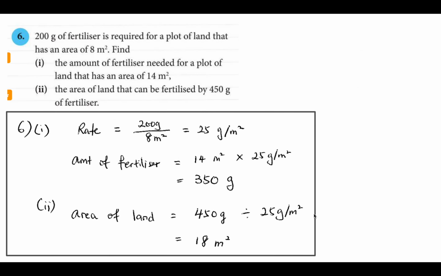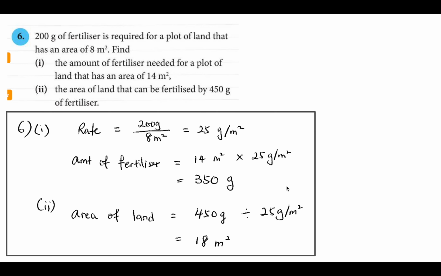Right, question 6. 200 grams of fertilizer is required for a plot of land that has an area of 8 square meters. Find the amount of fertilizer needed for a plot of land that has an area of 14 square meters. So what we have here is the rate: 200 gram for every 8 square meters. So reduce it to the simplest form. We have 25 gram per square meter, right? So now for 14 square meters, we multiply the rate by 14. That gives us 350 gram.